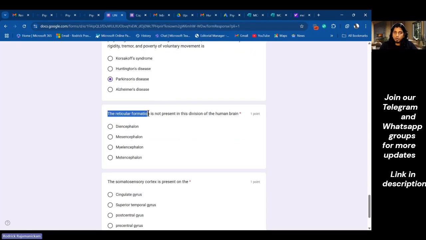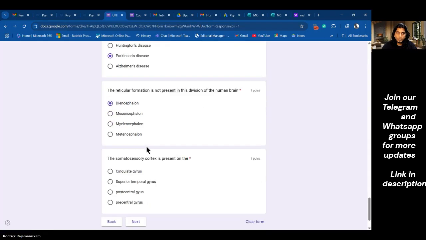So reticular formation is not present in which division of the human brain? The reticular formation is a structure that is involved in arousal. When we talked about sleep, the raphe nuclei and all are actually part of the reticular formation. So they are involved in arousal and they're part of the brainstem, they're part of the cerebellum and pons, and they're also part of the midbrain because you did find the reticular formation in the tegmentum, right? But they are not part of the top of the brainstem, which involves the thalamus and all that. So it is not present in the diencephalon.